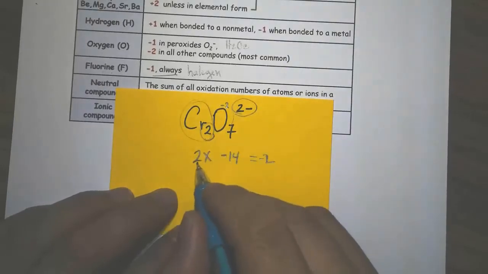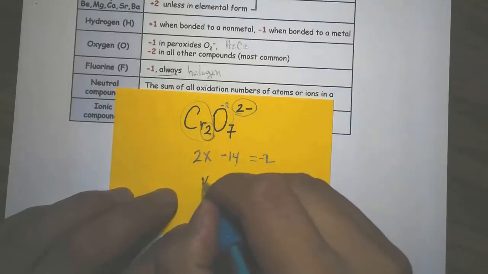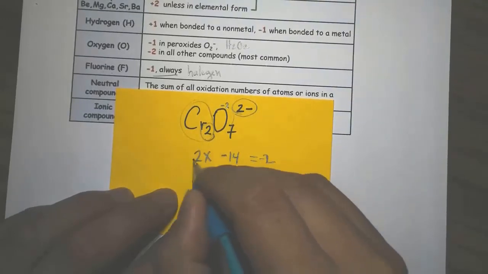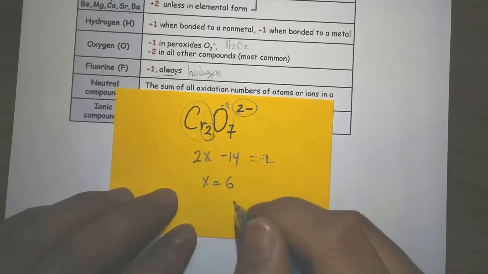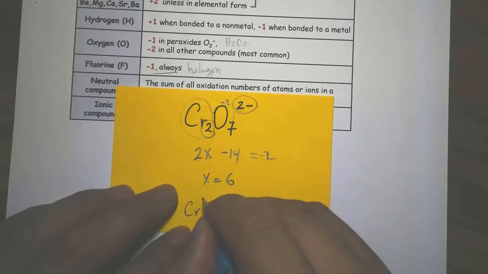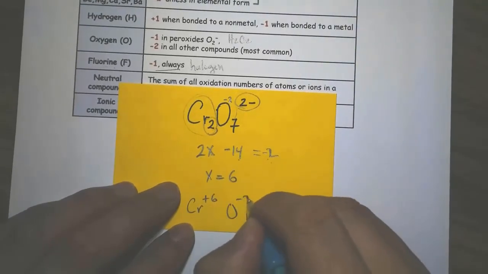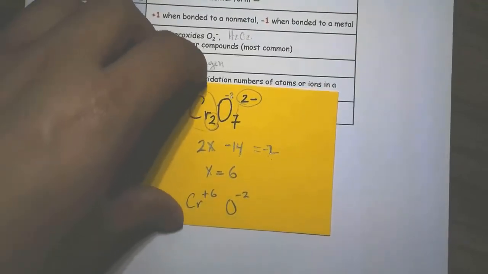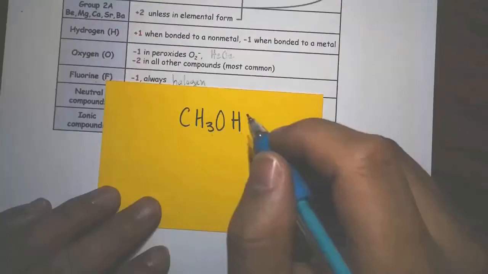Can we solve for x? 2 times what, plus -14, will give us -2? And that, of course, is going to be 6. 2 times 6 gives us 12, and that plus -14 gives us -2. So one single atom of chromium has a +6, and one single atom of oxygen has -2. And again, if I put a 5 or whatever number right there, it doesn't really matter.